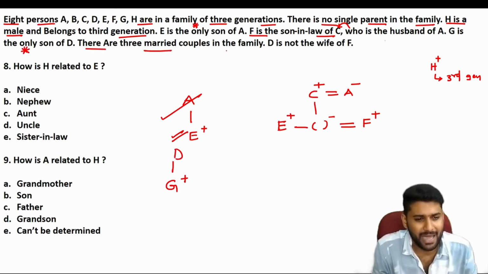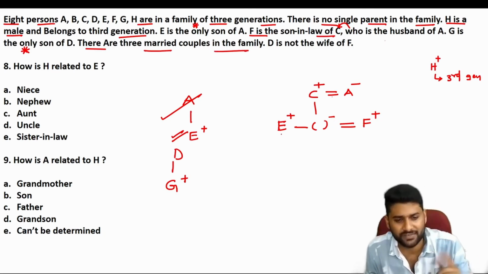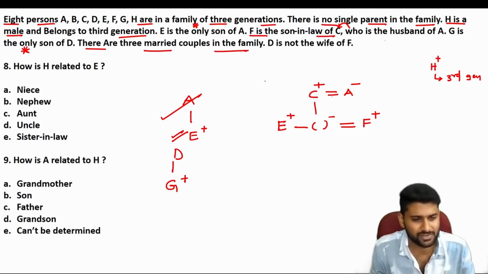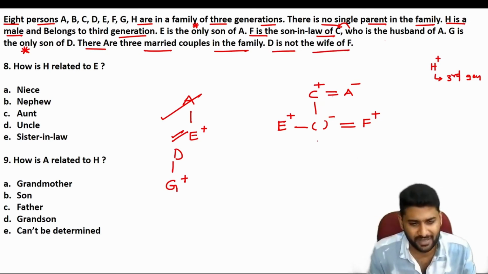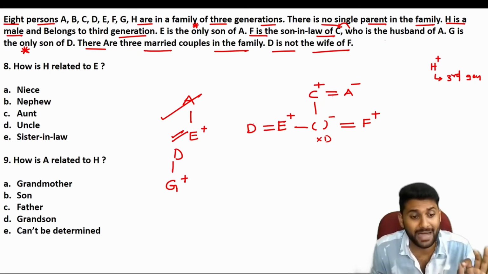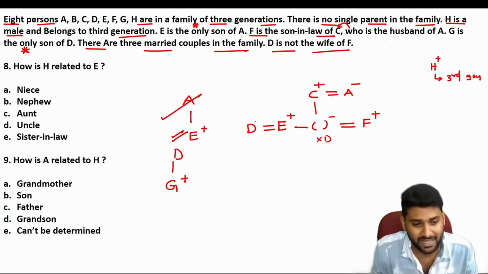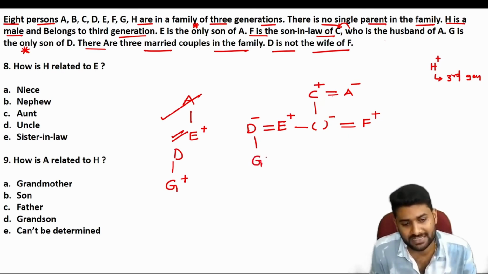And there are 3 married couples in the family. So 1, 2, and we have to identify one more married couple. Next, D is not the wife of F. Guys, you cannot place D. So for the third couple, definitely E and D are the married ones, and D must be female. Why? Because you cannot place D as the wife of F, and D has only one son, that is G.